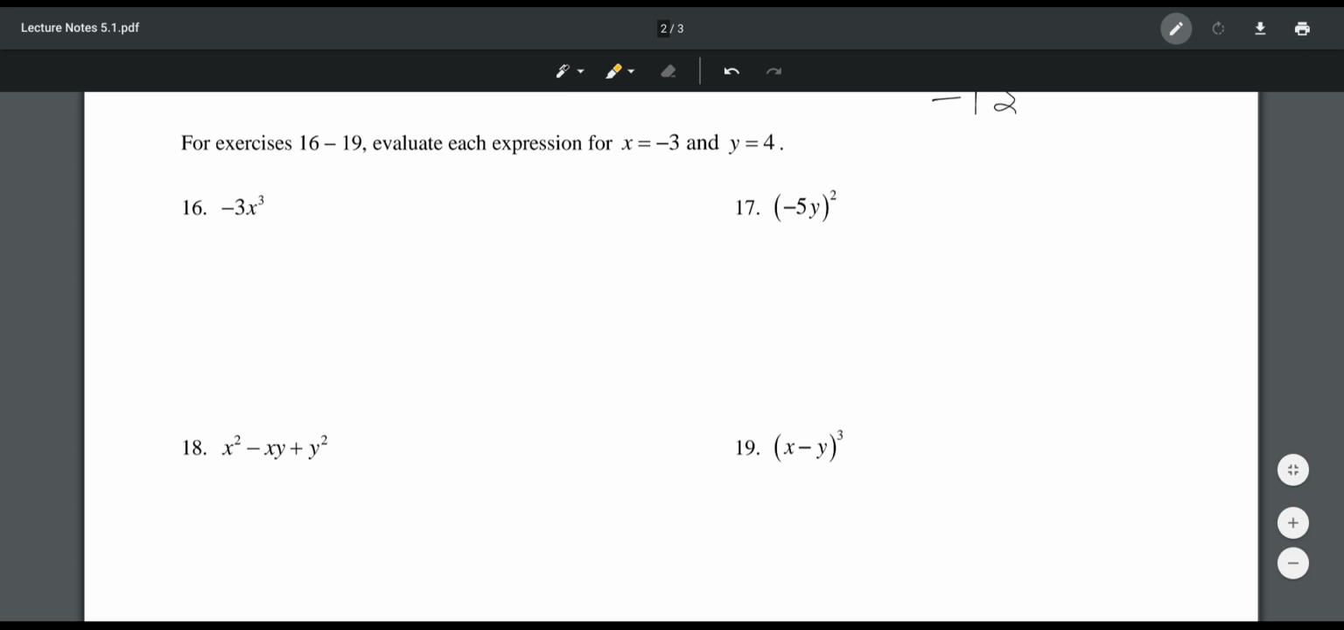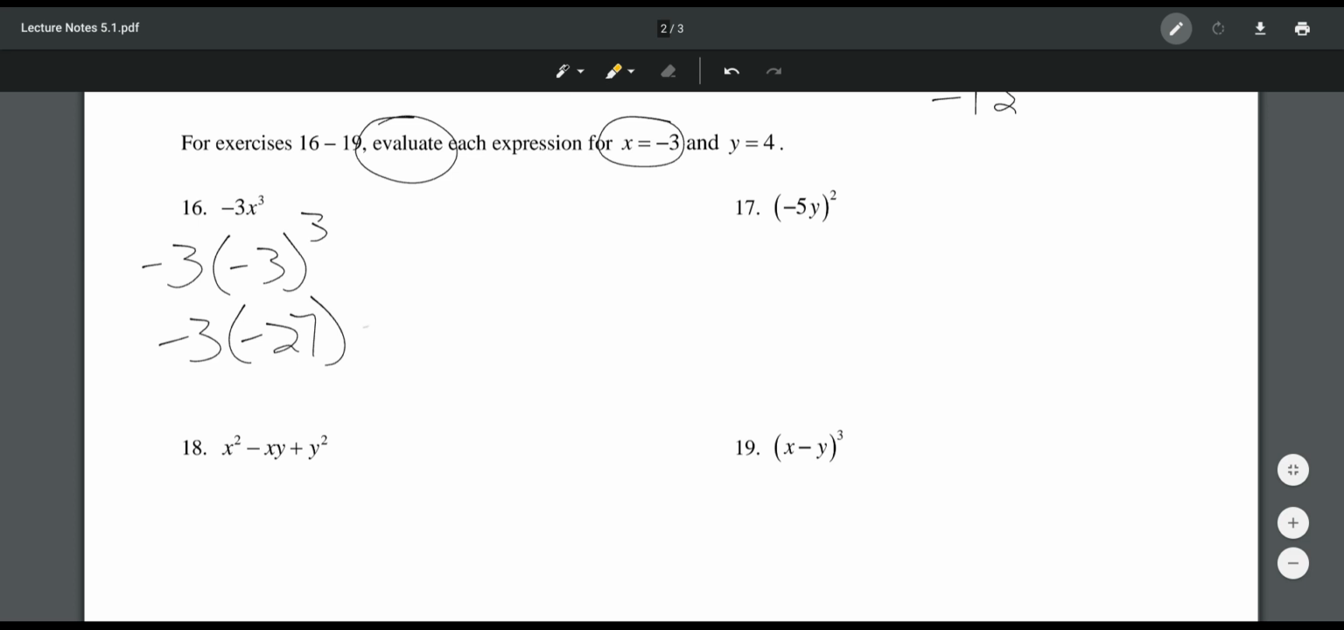In 16 through 19, when it says evaluate, they typically give you a value for the variables in your problem. You substitute, and then you apply the order of operations. So we're going to substitute first, and then we're going to perform the order of operations, which is, please excuse my dear Aunt Sally. So the first thing I will do is replace x with -3. So -3 times -3 to the 3rd power. Then I have to take care of the exponent. So -3 to the 3rd power becomes -27. And when you multiply that together, you get 81.